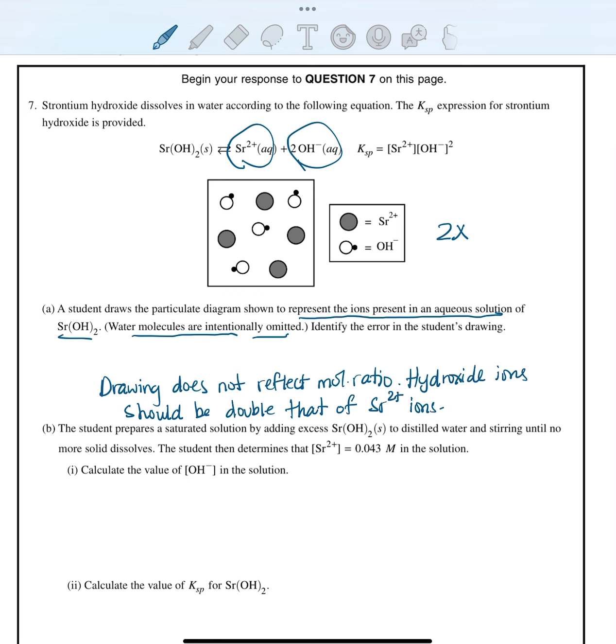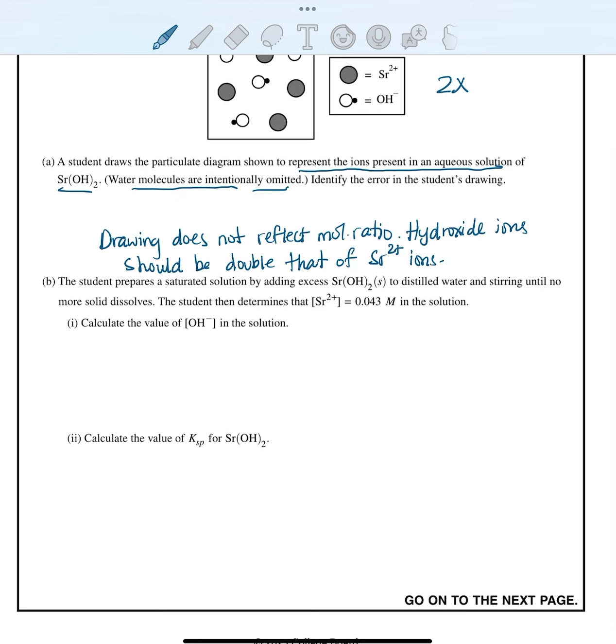In the next question, the student prepares a saturated solution by adding excess strontium hydroxide into distilled water and stirring until no more solid dissolves. The student then determines that the strontium concentration was 0.043 moles per liter in the solution. Calculate the concentration of OH negative. Okay, so actually this is related to what I just said up here. We know that the OH negative concentration must be double that of the strontium because of the 2-to-1 mole ratio.